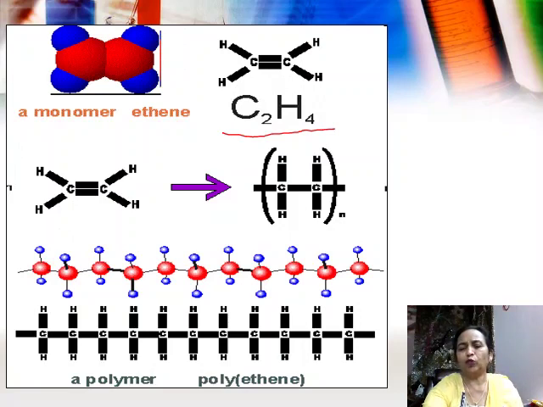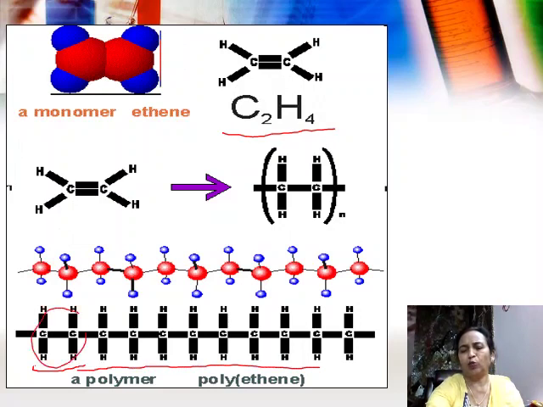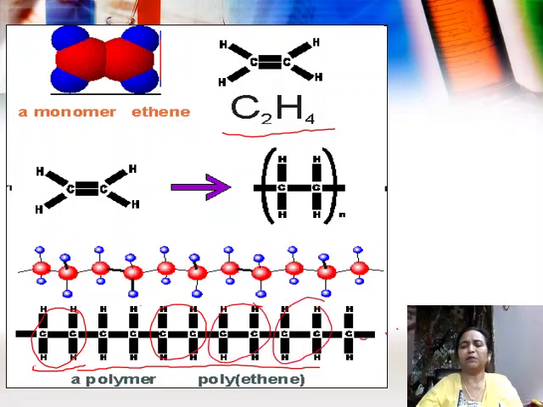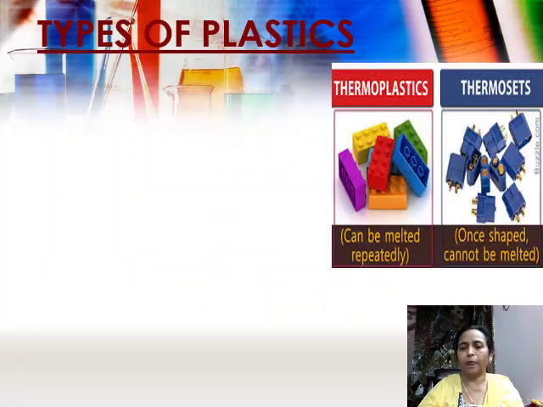These C2H4 molecules combine together to form a polythene. This is one monomer, second monomer, third monomer, fourth monomer, fifth monomer, and the molecules go on combining like this to form polythene. So when many ethene molecules join together, polythene forms.